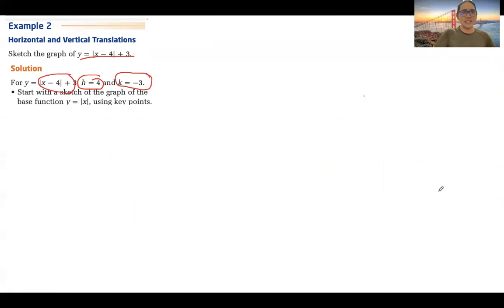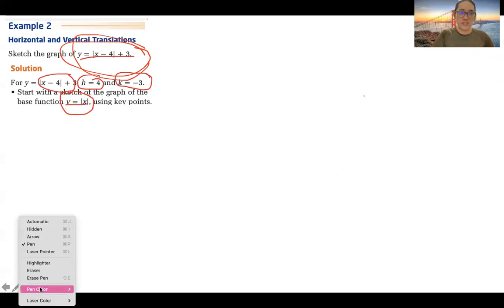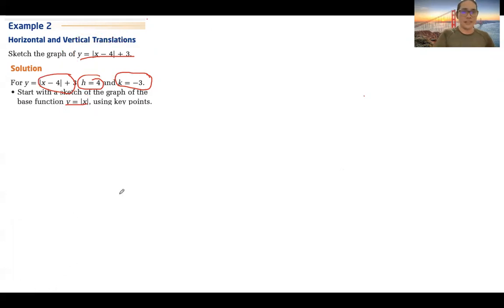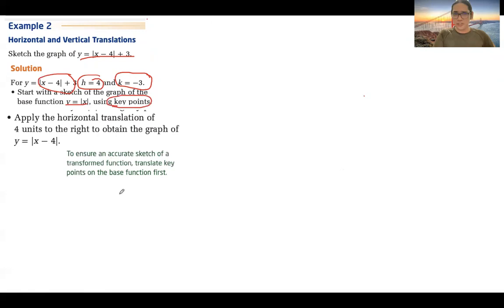Of course, as you can see, this is our transformed or translated function. This is not our base function. Since we use absolute value, our base function is y is equal to the absolute value of x. So I want you to be guided with that. Okay, using the key points, of course, you know the key points, the ordered pairs or the coordinates.